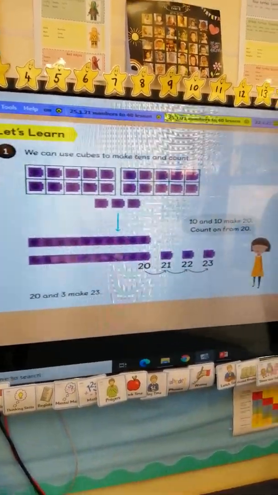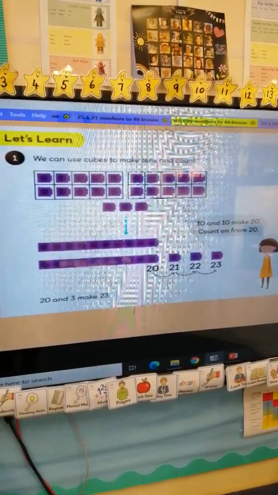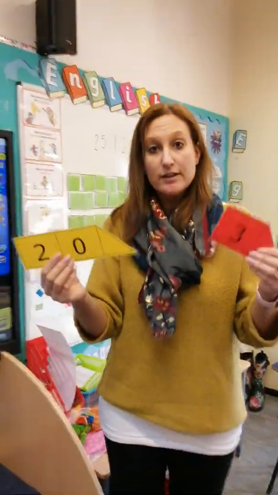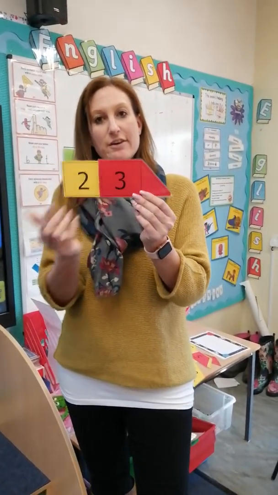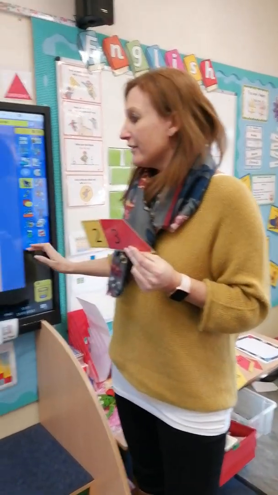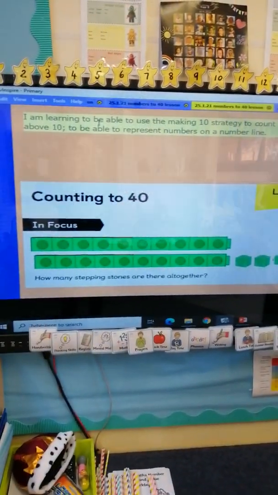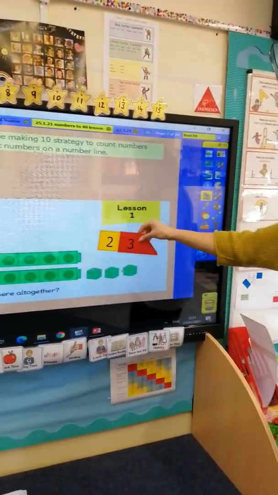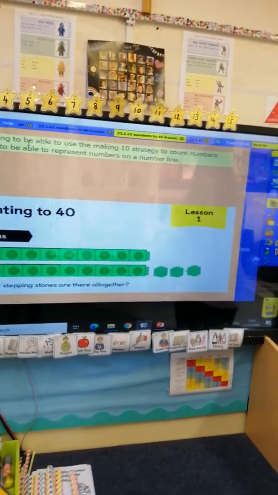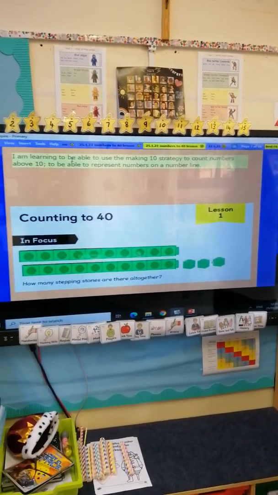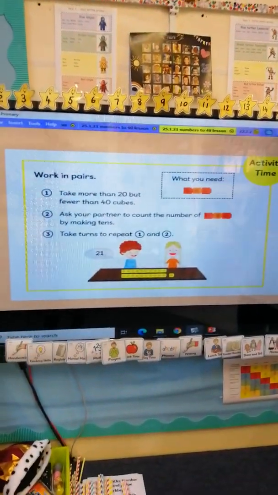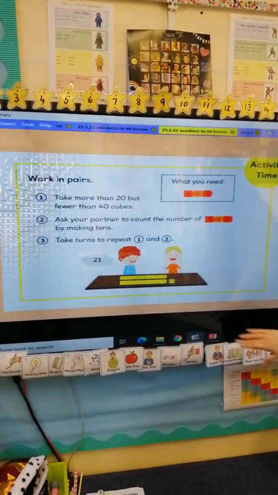Now I can make that with my arrow cards. Like I said, if I've got 20 and I've got 3 ones and I slide them together, I will also have 23, won't I? Which is exactly the same as what I've just done. I've just done 20 and 3 to make 23, but I've also counted on a number line. I've counted on from 20, 21, 22, 23, which is what I'd like us to have a look at doing today. So let me skip to this.